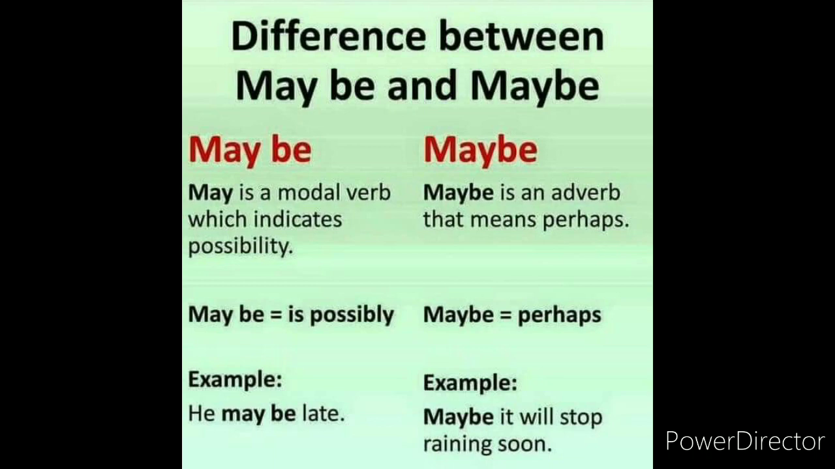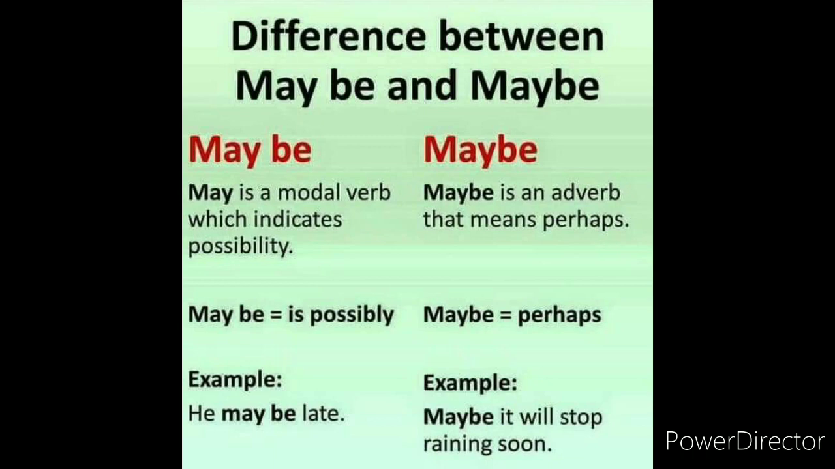And here we have the difference between maybe and maybe. So maybe detached and attached. So maybe detached is a modal verb which indicates possibility. Okay? So when I say maybe, I mean it's possible. For example, he may be late. So here we have may plus verb to be.